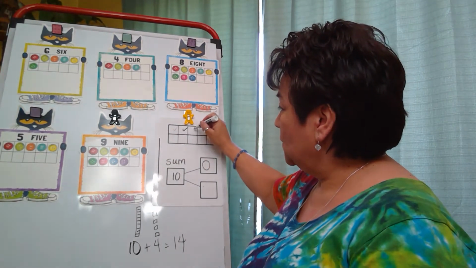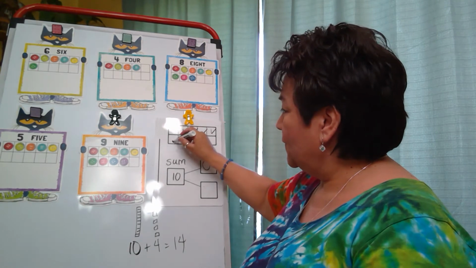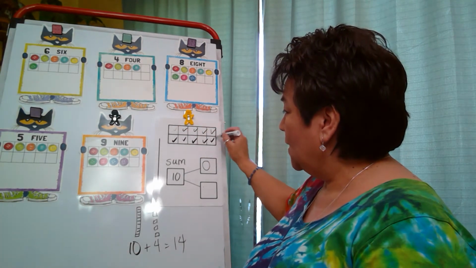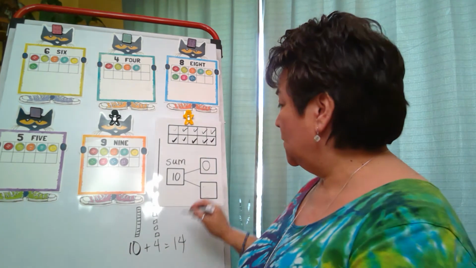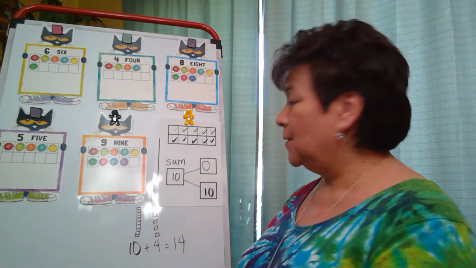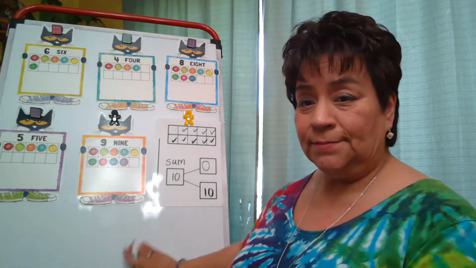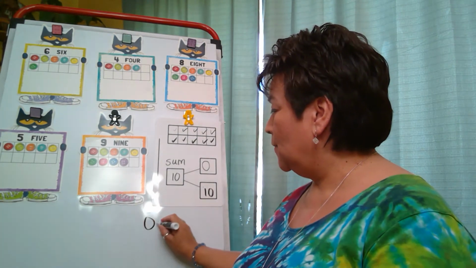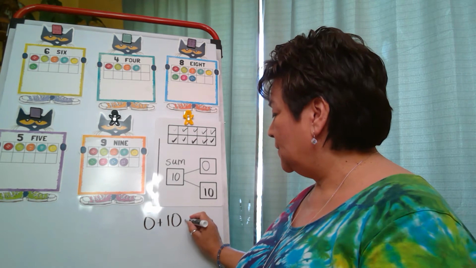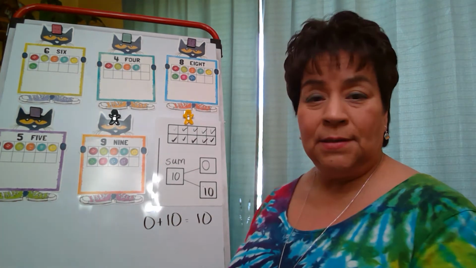1, 2, 3, 4, 5, 6, 7, 8, 9. We had to make 10 check marks. So our other addend is going to be 10. And our equation is going to be 0 plus 10 equals 10.